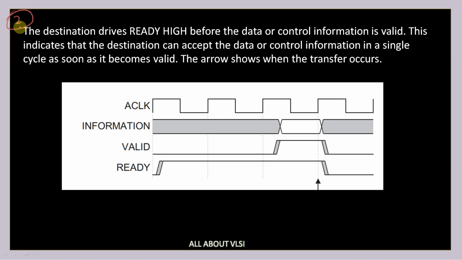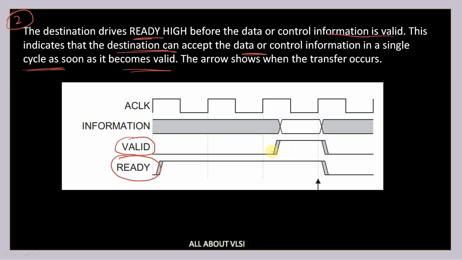Okay, now the next important point to be noted here is the destination drives ready signal high before the data or control information is valid. So your destination is allowed to drive the ready signal even before the data is available and even before the valid signal is given. Okay, so even before the valid signal and the data or control information are given by your source or your master, your slave can drive the ready signal high. Basically, this indicates that the destination can accept the data or control information in a single cycle as soon as it becomes valid.